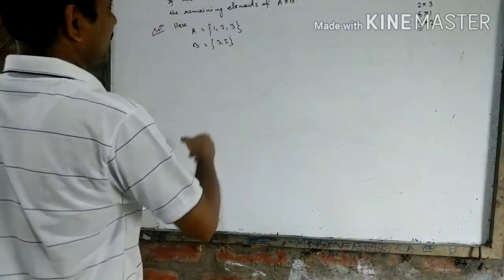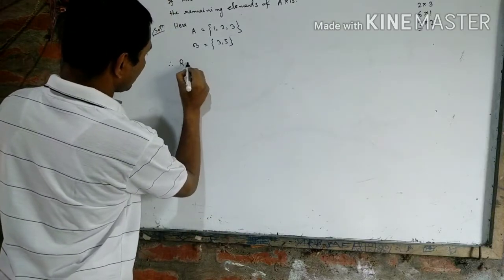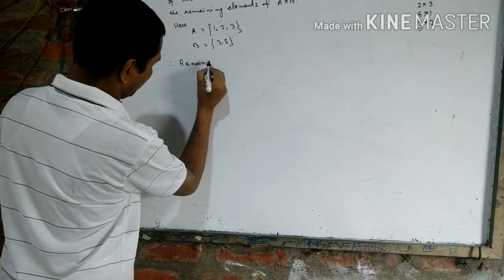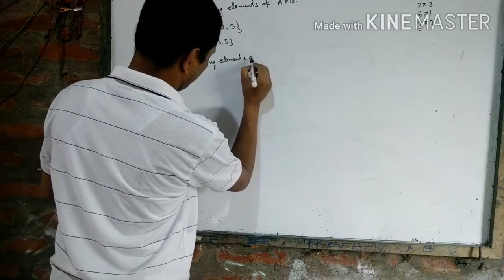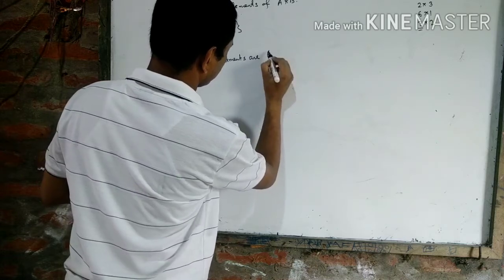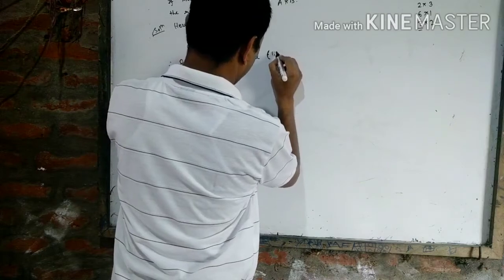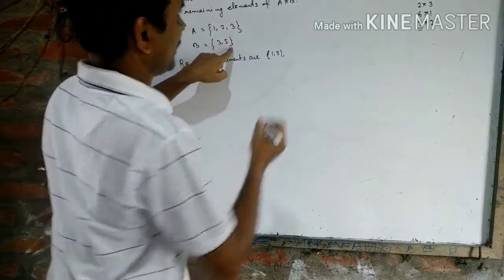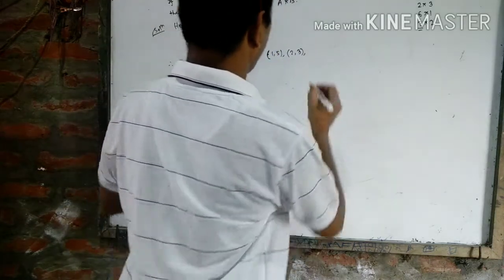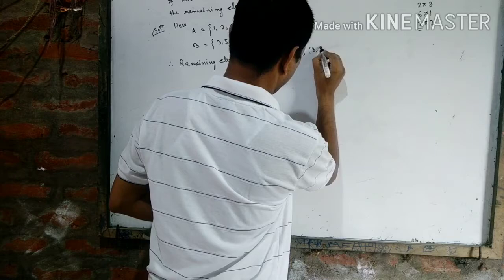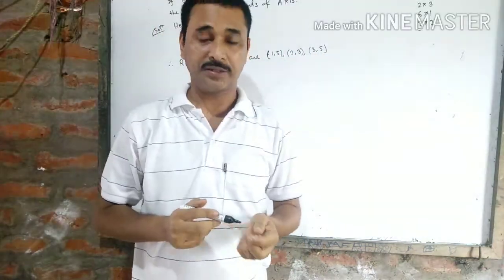So what will be the elements of A cross B? 1, 3, 1, 5. 1, 3 is given. Therefore, remaining elements are: 1, 3, 1, 5. 1, 3 is given, so 1, 5. Then 2, 3, 2, 5. 2, 5 is given, so 2, 3. Then 3, 3, 3, 5. 3, 3 is given, so remaining element is 3, 5. Thus we found the remaining 3 elements of A cross B.